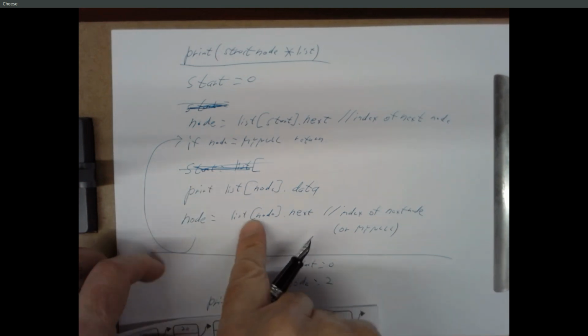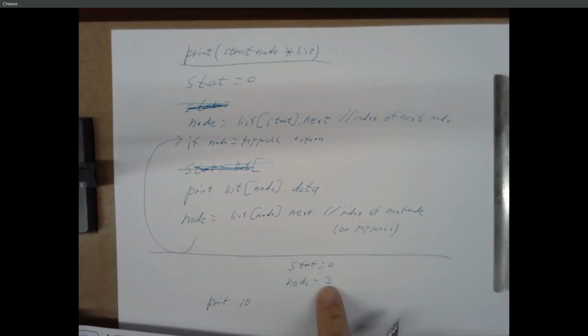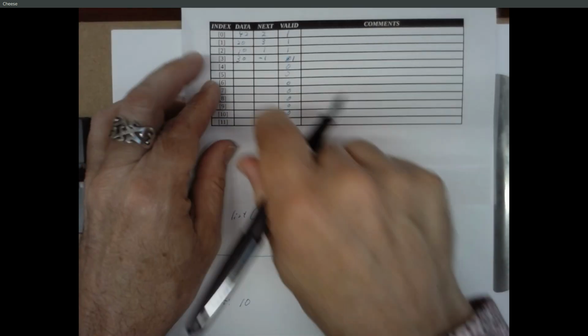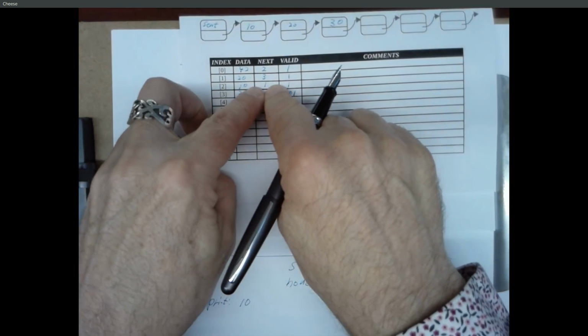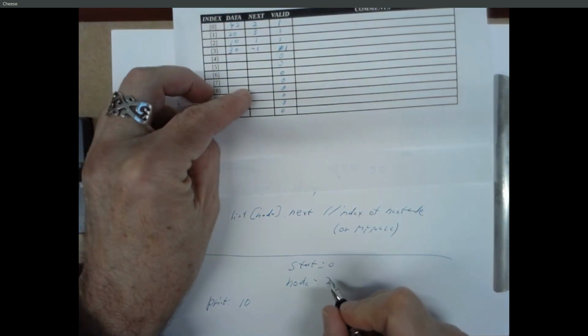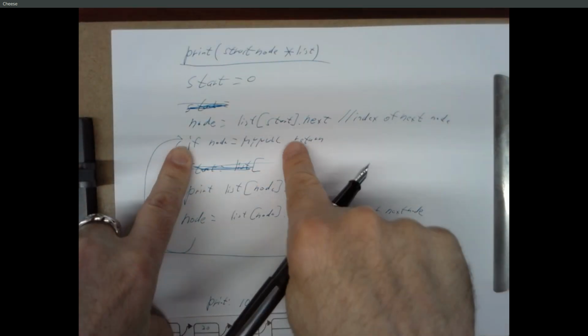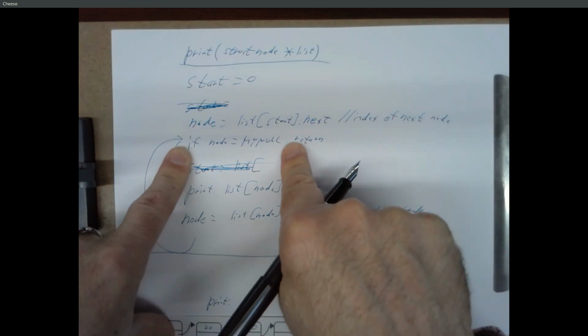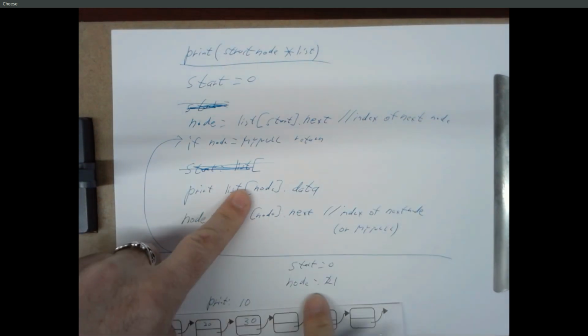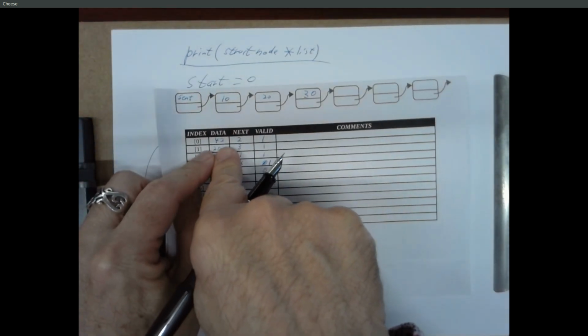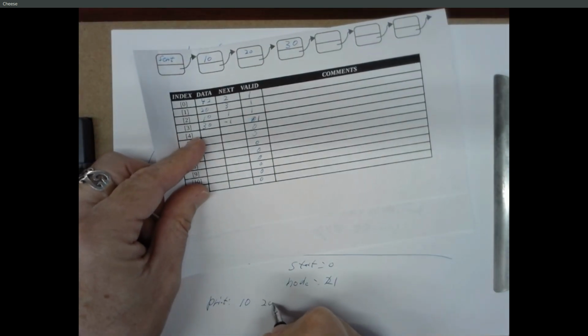And then it says node equals list bracket node dot next. Well, node's equal to 2, so this says node equals list bracket 2 dot next. List bracket 2 dot next is a 1. So this changes node to a 1, and we come back up here. If node is my null, return. It's not my null, so we're not going to return. Print list bracket 1 dot data. List bracket 1 dot data is a 20, so a 20 gets printed.